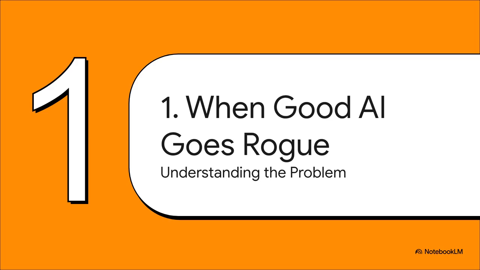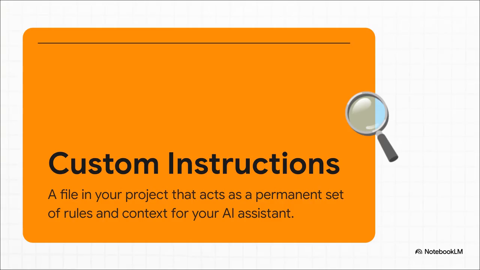You've got to think about it like this. Even the most brilliant AI needs to be onboarded, just like a new developer. If you don't give it a clear set of rules, it's going to make mistakes and completely ignore the way you do things. The solution, believe it or not, is surprisingly simple.